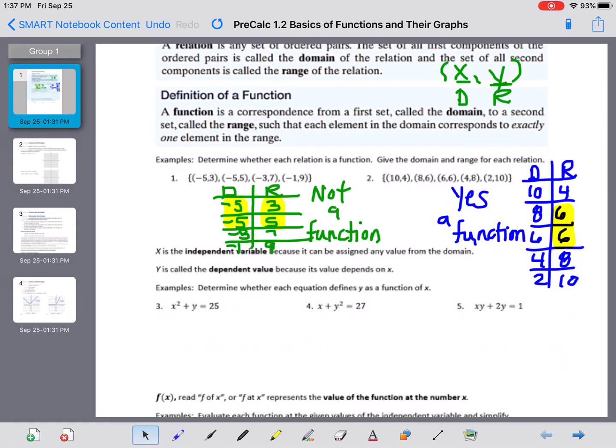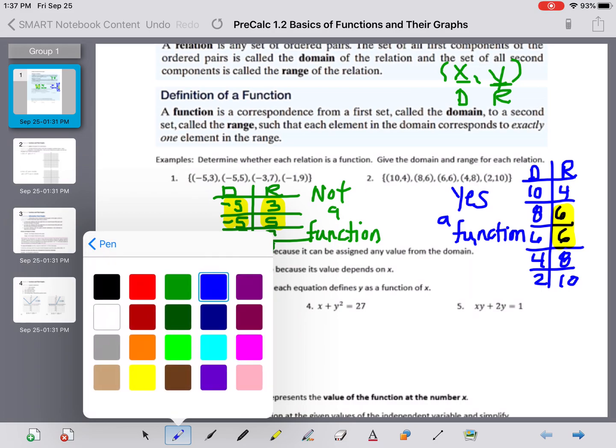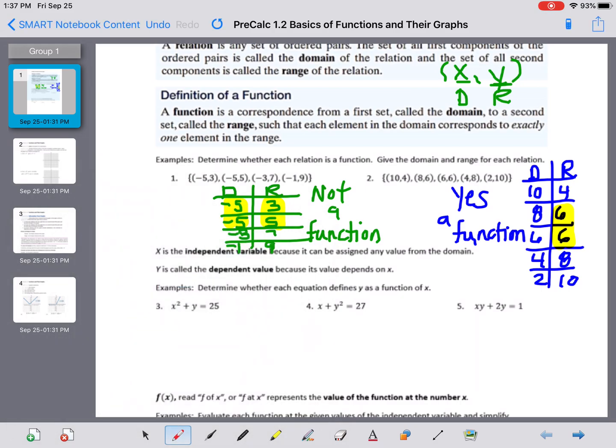So let's peek at a couple of these. When we check an equation for if it's a function or not, it says determine whether each equation defines y as a function of x. It basically means solve for y. And then you look at what is left in your equation and you say, when I plug in an x, can I get more than one y value? Okay, so first solve for y.